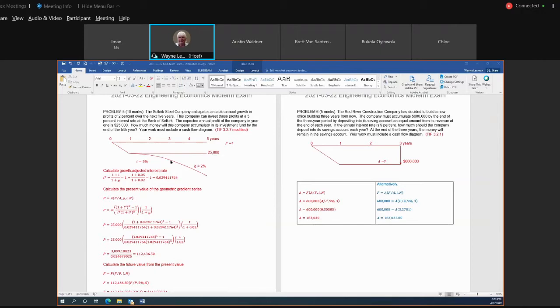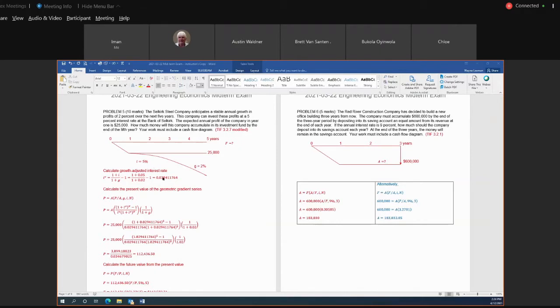Up here, quite a few people had no idea how to draw the symbol for a geometrical gradient through here. Once again, some people had trouble. They would draw their annuity with a vertical line and then a horizontal line paralleling the timeline. That would be wrong. The necessary information is shown in here as well.